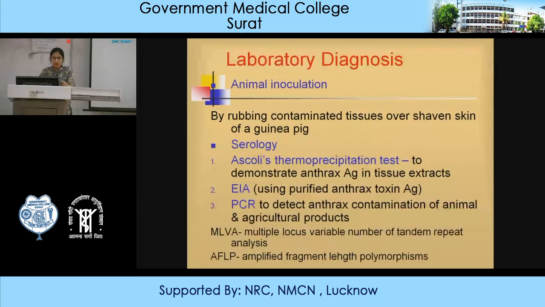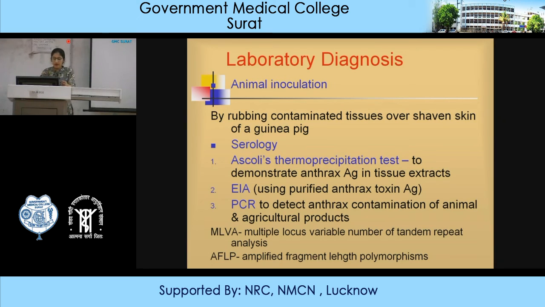Animal inoculation is not used nowadays. Previously it was done by rubbing the contaminated tissue over the shaven skin of a guinea pig. The guinea pig produces the same type of disease as in a human. So if you want to see the typical pathogenicity of the disease, we have to do it like this. Then serology: the Ascoli thermoprecipitation test, which demonstrates the anthrax antigen in the tissue extract.